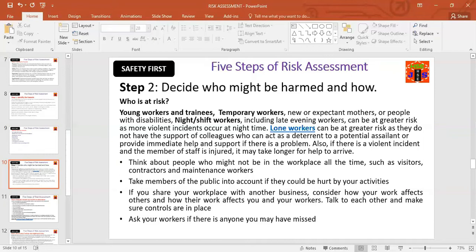Ask your workers if there is anyone you may have missed, because the workers are more experienced. If you consult and coordinate with your experienced workers, maybe something is missing and they can easily identify it and you can include it in the risk assessment process.